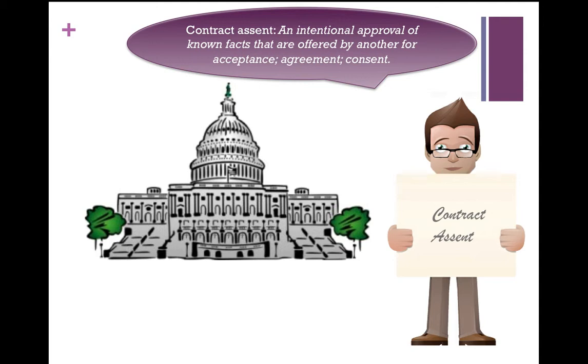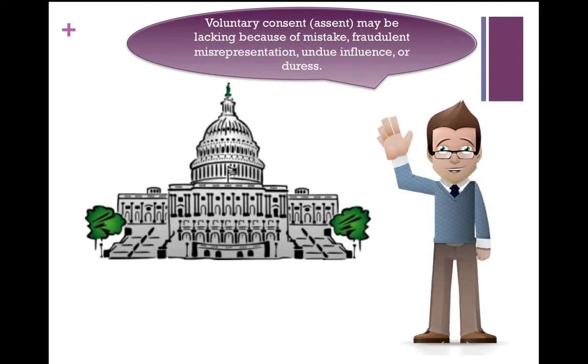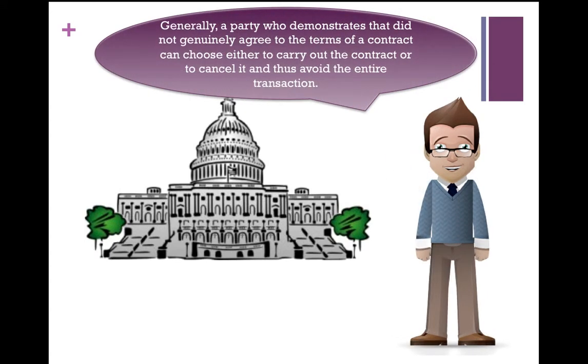Contract assent. An intentional approval of known facts that are offered by another for acceptance, agreement, consent. Voluntary consent, assent, may be lacking because of mistake, fraudulent misrepresentation, undue influence, or duress. Generally, a party who demonstrates that they did not genuinely agree to the terms of a contract can choose either to carry out the contract or to cancel it and thus avoid the entire transaction.